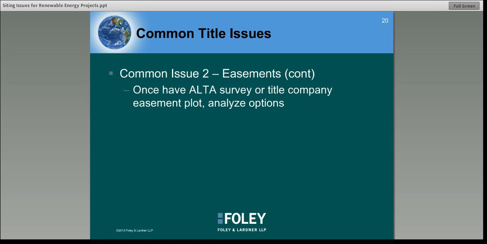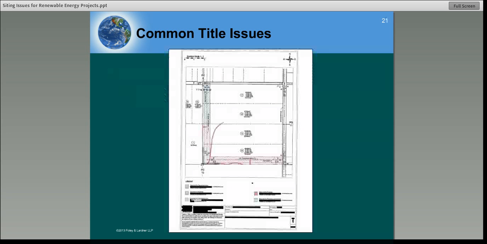So once you know where your site easements are located, you have to sit down and analyze your options. This next slide, which is a little bit hard to see, is an easement plot from a title company from a site. If you look at this, the areas that are cross-hatched in color or even marked in color are the easements. You'll see on this site, there's an easement along the west side of the property, along the south side of the property, and there's one that runs up from the southeast corner. Just for perspective, this is actually a pretty clean site.